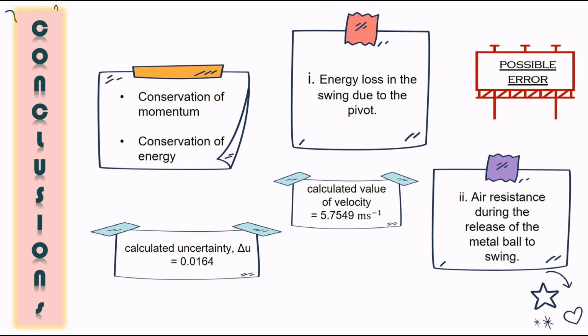First, energy loss in the swing due to the pivot. It affects the swing to the certain length to reach the notch. Second, air resistance during the release of the metal ball to swing. This will cause a decrease in the velocity of the metal ball.